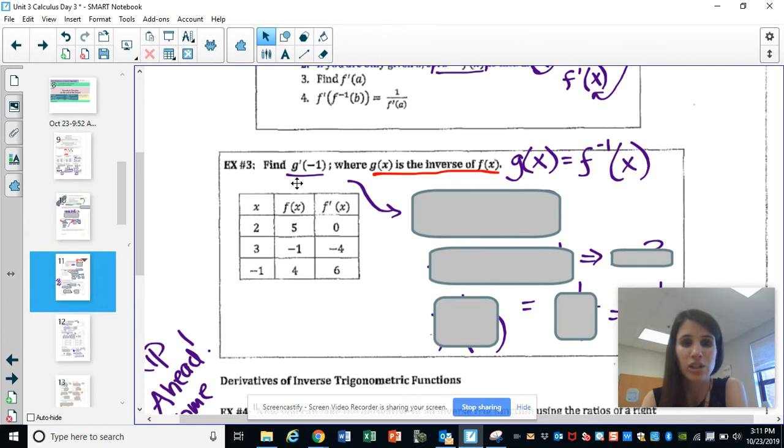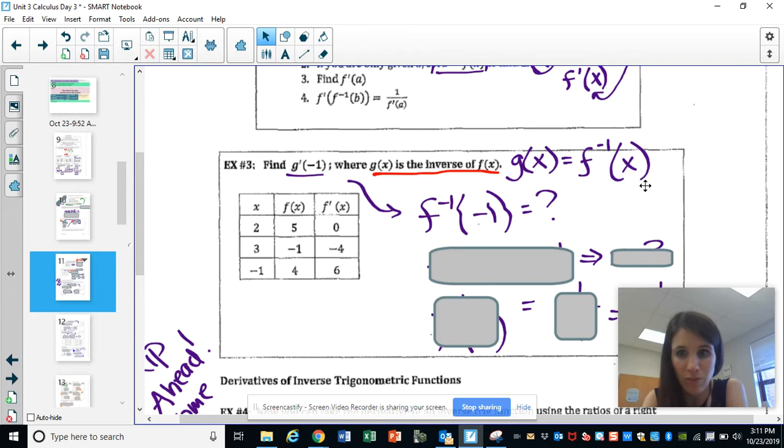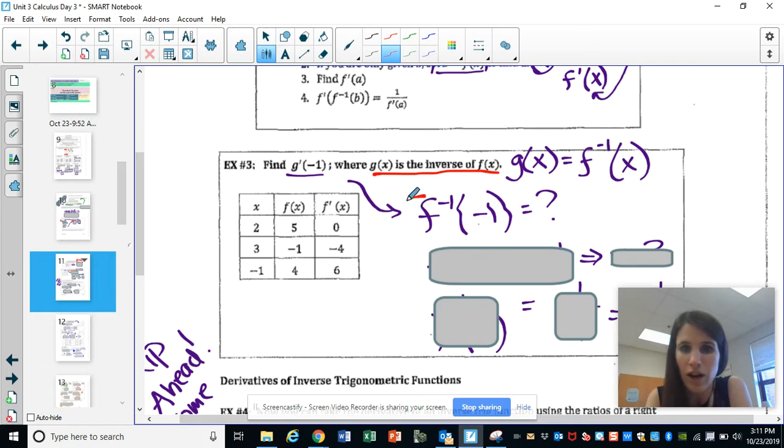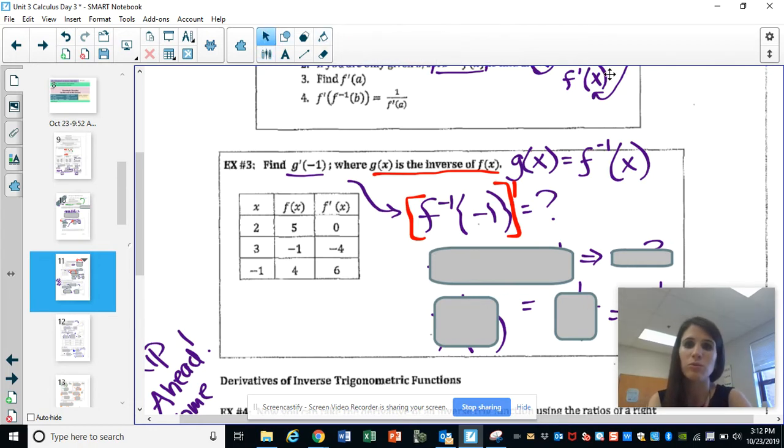Well, if we're trying to find g prime of -1, then because g of x is f inverse of x, we're actually trying to find, whoops, you know what? This is not right. We're actually trying to find the value of f inverse of -1 prime, right? We're trying to find the derivative. All right, so that's why we're now going to do these two steps.